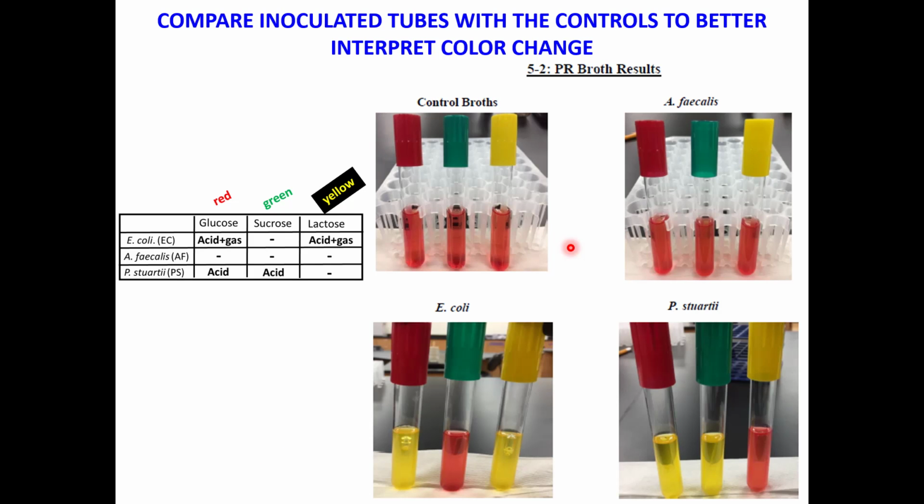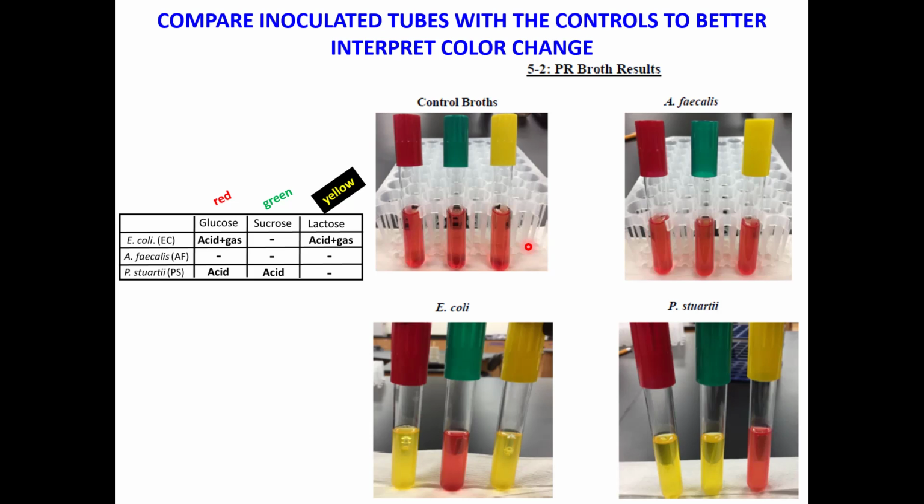Okay, but now let's look at the results that we would get. I have a table over here for you that summarizes the expected results, and most of the time we actually get those results. But let's start with the controls. Remember, the tubes are all color coded. So these tubes in red are glucose. That's the only sugar we have in here. The ones in green are sucrose. The other ones in yellow are lactose. So this is the color they would have without any bacteria in them. So they all look the same.